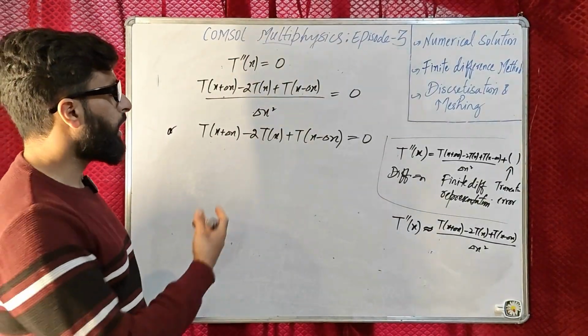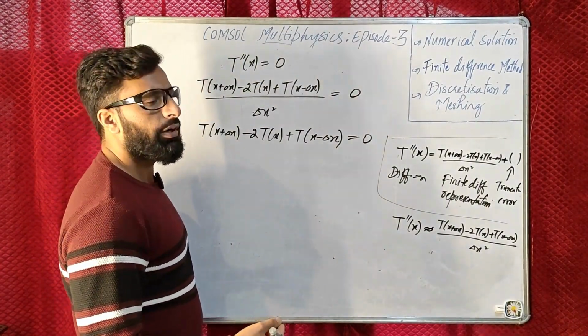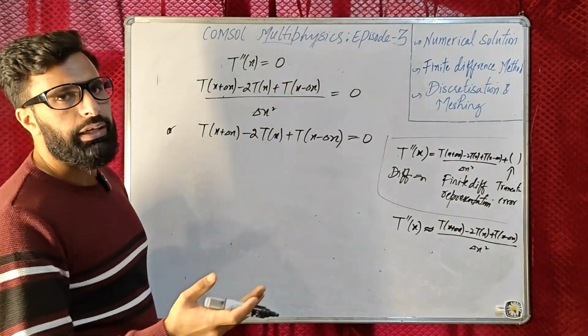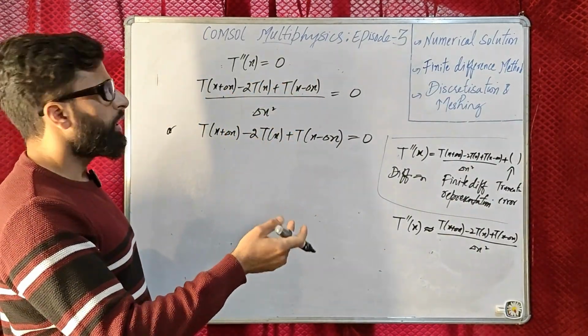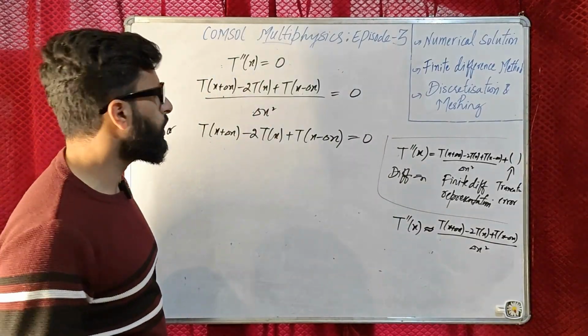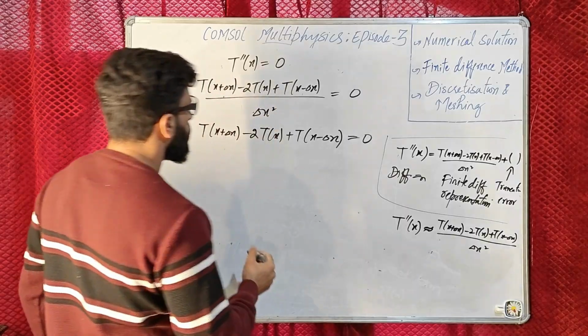How approximate or how accurate this value will be depends on how many elements we are taking. If we take more elements, the accuracy will be higher. If we take fewer elements, the accuracy will be lower. It depends on that.